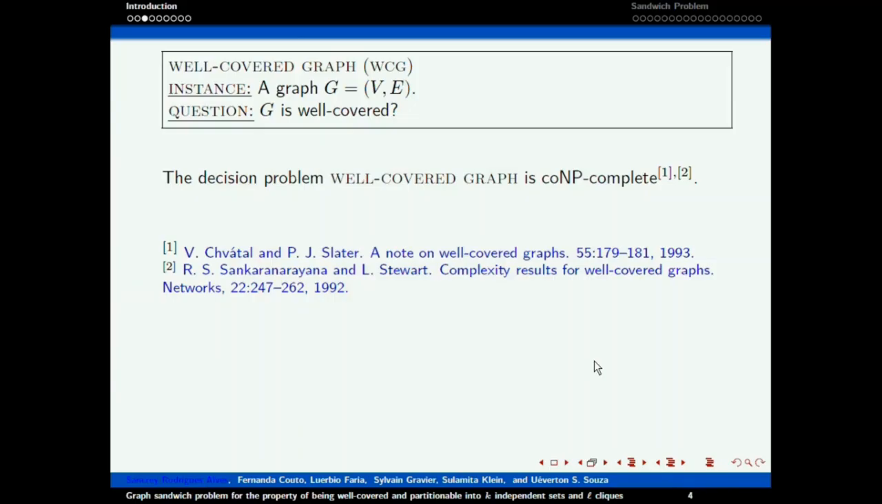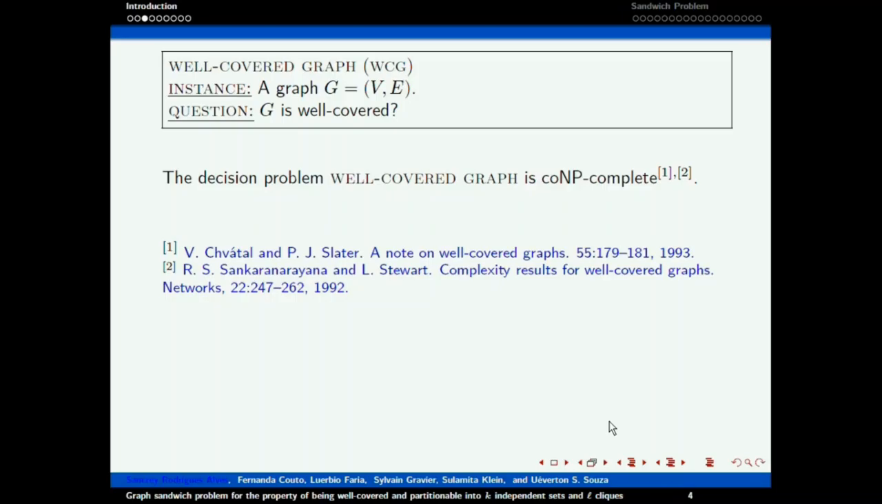Posed as a decision problem, the well-covered graph problem, WCG, consists of an instance, a graph G, and the question is if G is a well-covered graph or not. The decision problem well-covered graph is co-NP complete. This is a simultaneous result of Chvátal and Slater and Sankaranarayana and Stewart in 1992.